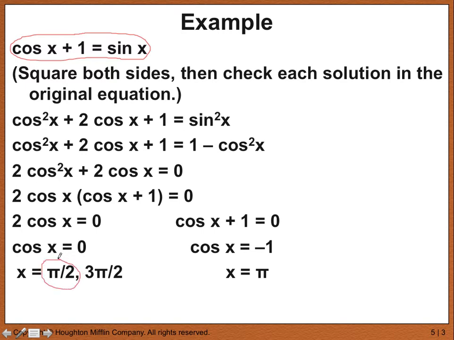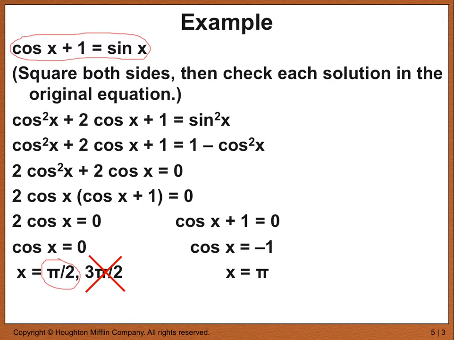It is a solution. And if you want, you can circle it just to keep track of the solutions that are valid. Now, let's look at 3 pi over 2. Does 3 pi over 2 work? Well, what's the cosine of 3 pi over 2? You can find that on your unit circle, and you'll see that the cosine of 3 pi over 2 is 0. So we have 0 plus 1. But the sine of 3 pi over 2 is negative 1, and 1 is not equal to negative 1. Therefore, 3 pi over 2 is an extraneous solution. And we're going to put a big fat red X through it.